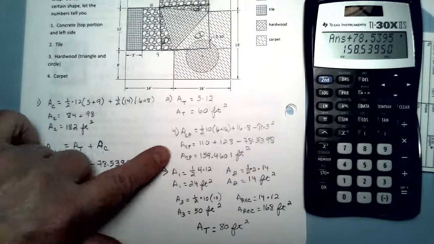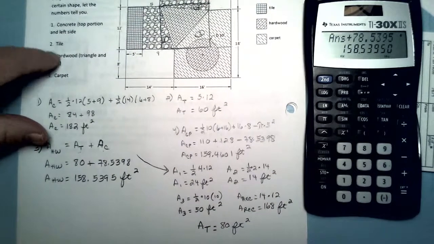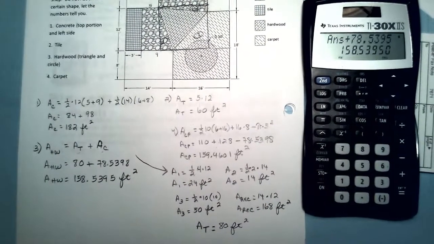So the first one, concrete, was easy. The tile was easy. The carpet was pretty easy. It was that triangle that was the most difficult. And that's it.